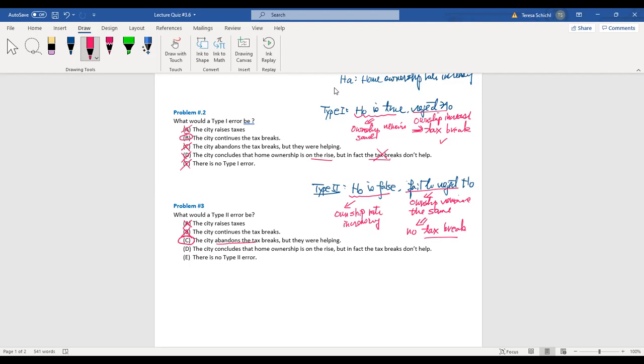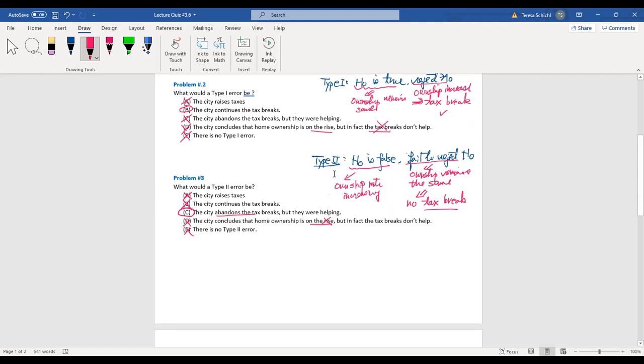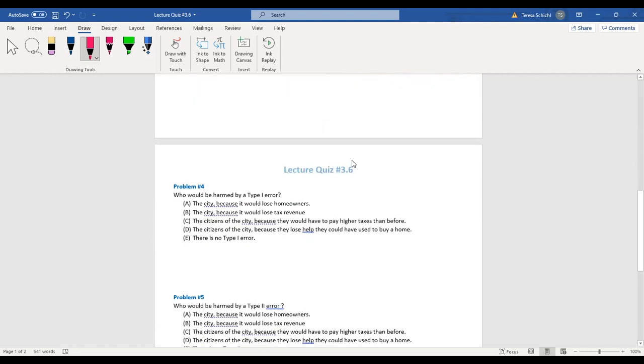Okay, so part D is here. The city concludes that homeownership is on the rise, but in fact, the tax break doesn't help. No, the city did not say homeownership is on the rise. No, they concluded it remains the same, right? So it's not here. So the answer will be part C, right? Okay, so now let's take a look at number 4 here.